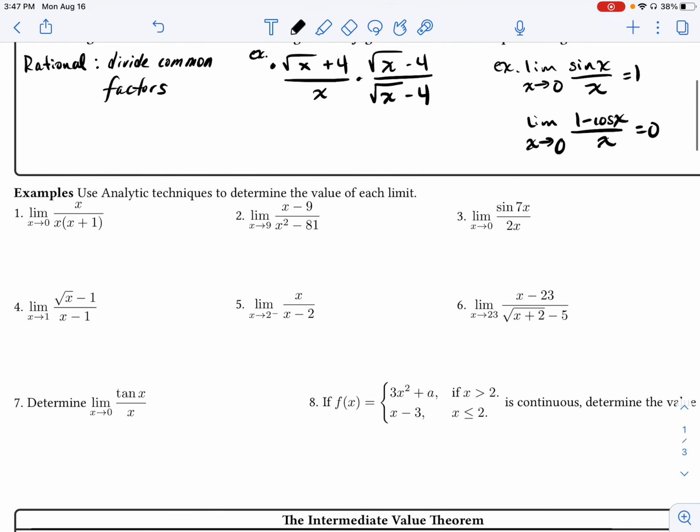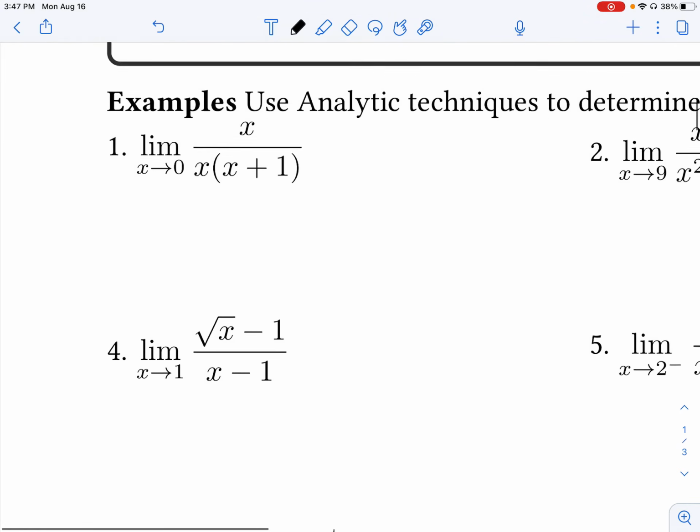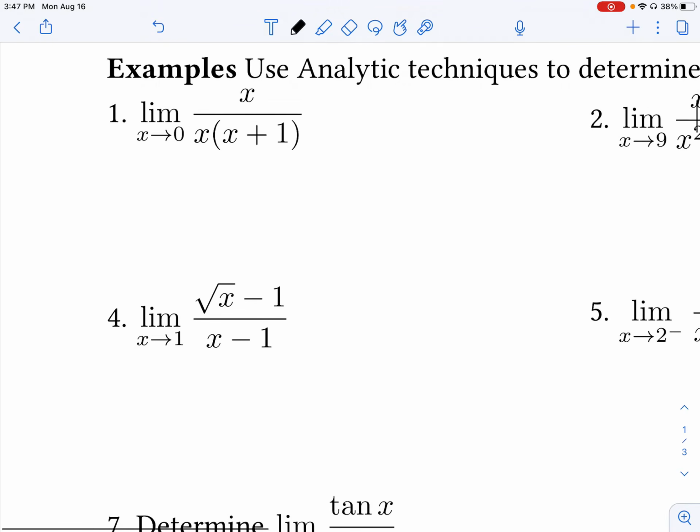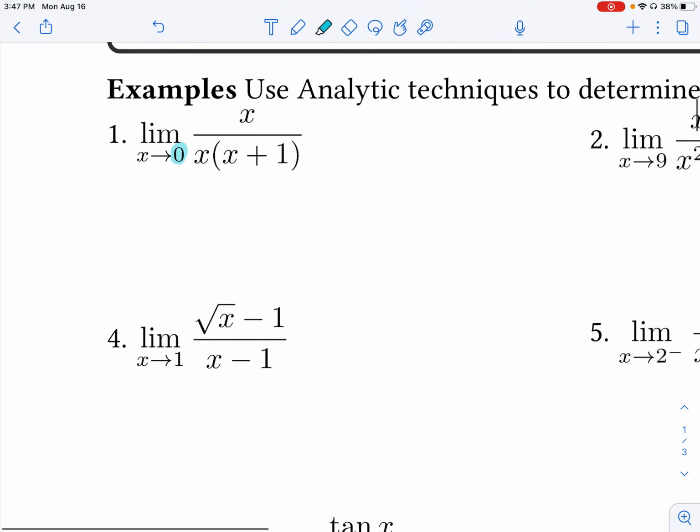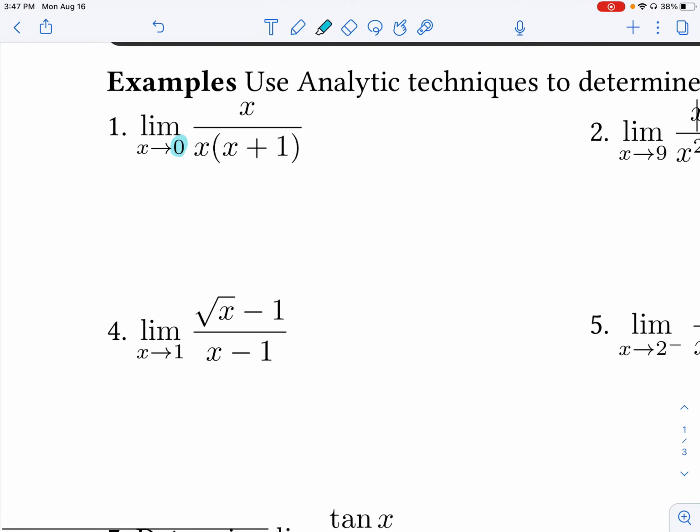Okay, let's start with something like number 1. So first off, let's try to do direct substitution. Again, that is to say, we're going to try plugging in 0 into this function here to see if we can determine the limit as such. And when we do that, when we plug in 0, we get 0 in the numerator. That's okay. But in the denominator, notice what happens. We get 0 times 0 plus 1.